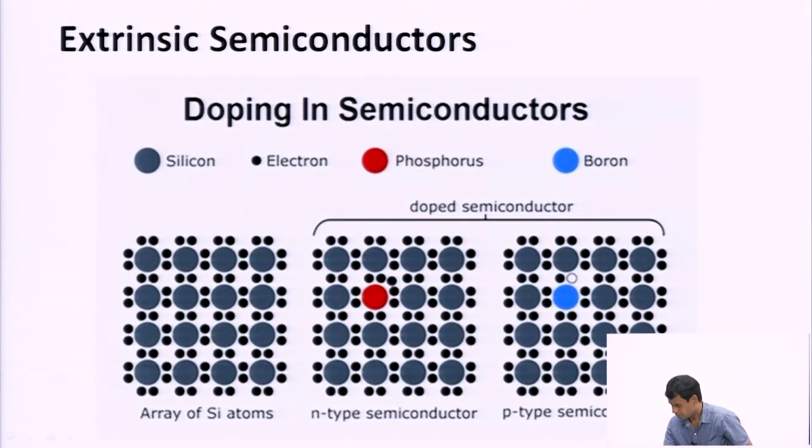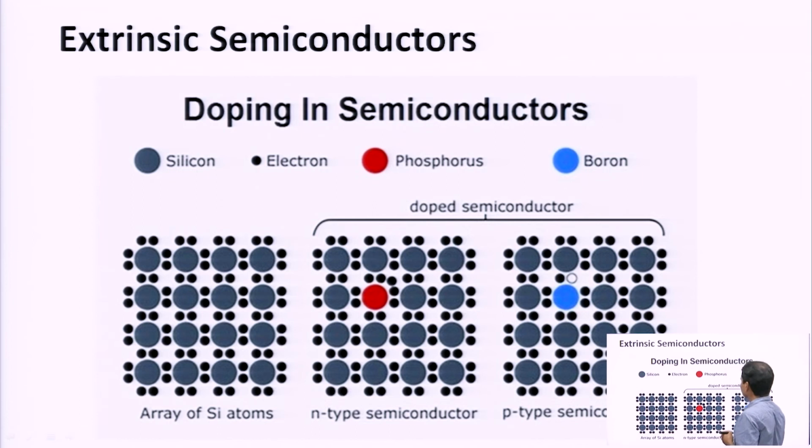Here you can see there are two types of impure, doped semiconductor. One type is the N type and one type is the P type. N type becomes so due to the doping of the pentavalent and P type due to the doping of the trivalent.